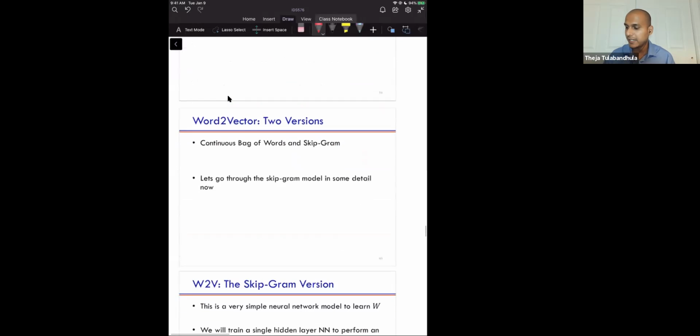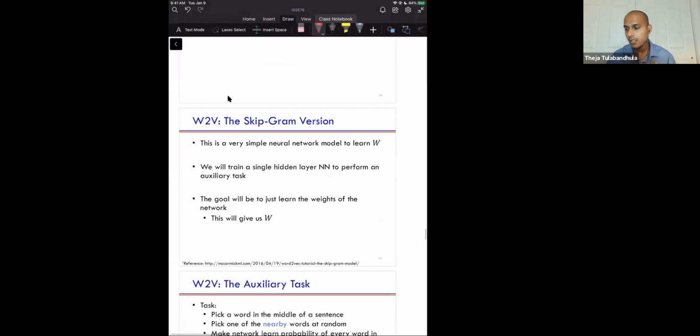So in particular, Word2Vec, in the work done in 2013, had two different types of classification tasks. One is called the continuous bag of words task, and the other one is called skipgram. So we're going to go through the skipgram model, the classification task, in detail now. Okay. So what is the task?